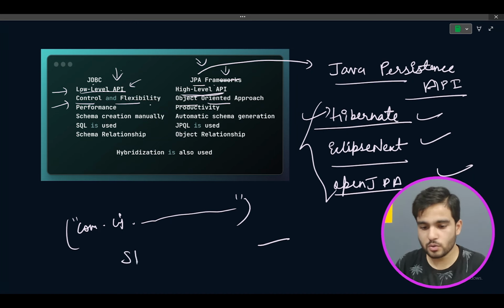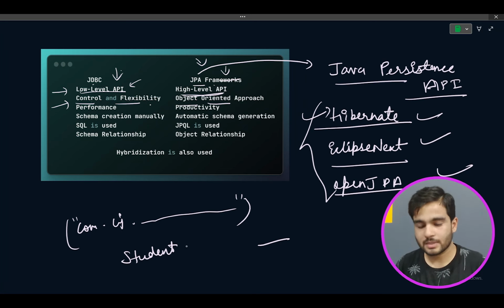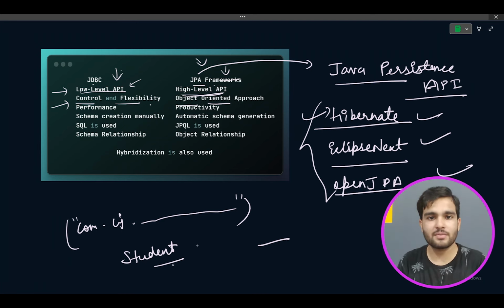You just need to share the object with them. Like, if you want to store student type of objects, or the student class that you have created, you just need to create an object of the student class, fill the values or the fields of that object, and share that object with the JPA frameworks. They will do everything. They will create the schema for you. You do not need to write any create table statement. So that's why this is an advantage and a disadvantage both.